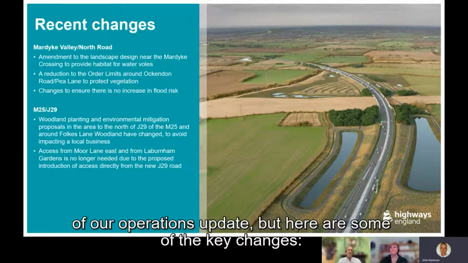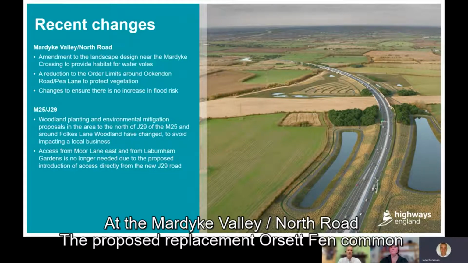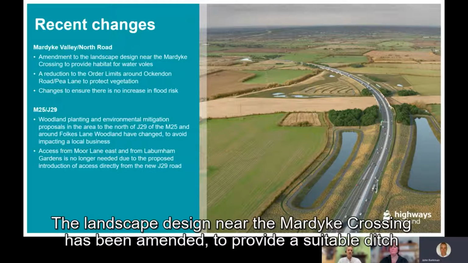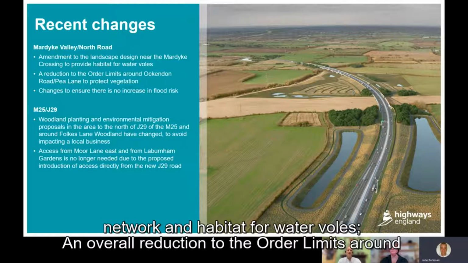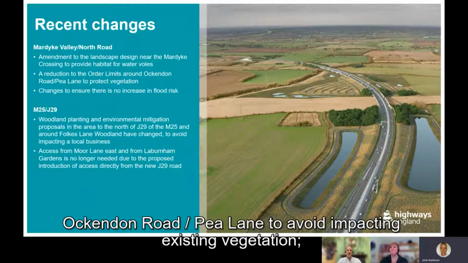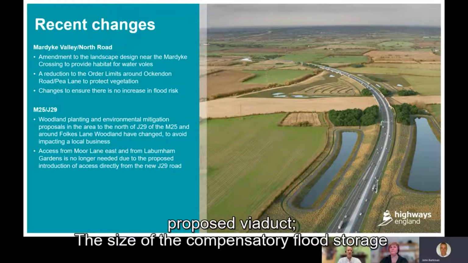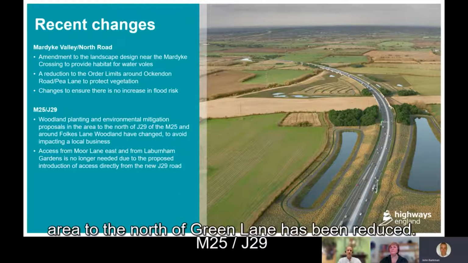At the Mardyke Valley North Road, the proposed replacement of Orsett Fen common land has been reconfigured and the order limits amended. The landscape design near the Mardyke crossing has been amended to provide a suitable ditch network and habitat for water voles. There is an overall reduction to the order limits around Ockenden Road and Pea Lane to avoid impact on the existing vegetation. A flood relief channel would be built next to the Mardyke at the western end of the proposed viaduct. The size of the compensatory flood storage area to the north of Green Lane has been reduced.